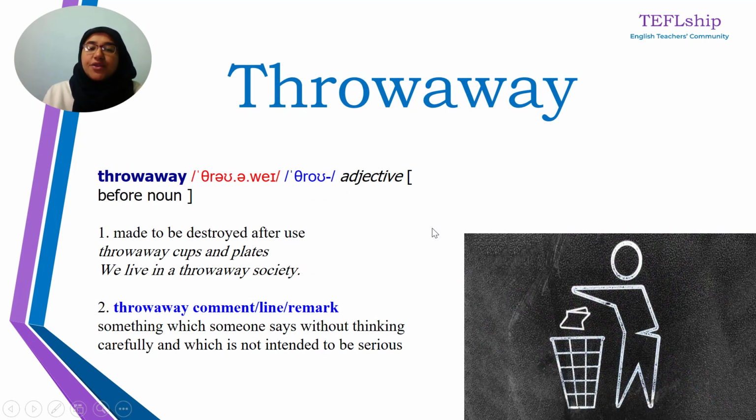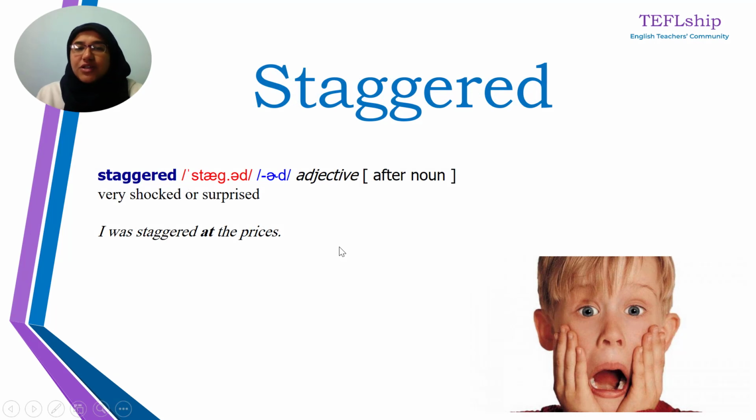Another word which is throwaway, and here it's one word without a space and it is used as an adjective. So it's not throw away like a verb and then away, but we have it as one word, throwaway. Like if you want to describe something as an adjective and say throwaway cups and plates. So at my birthday party, we like to use throwaway cups and plates. So this way we don't have to do the dishes. So that is throwaway.